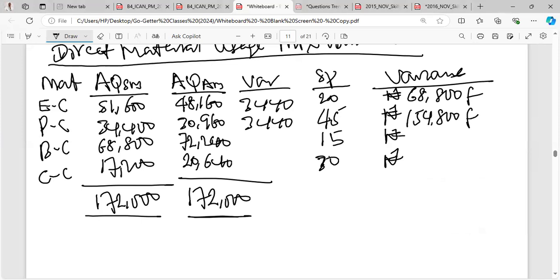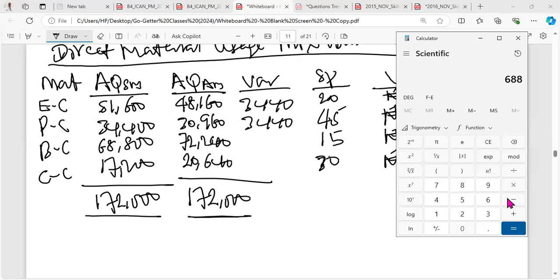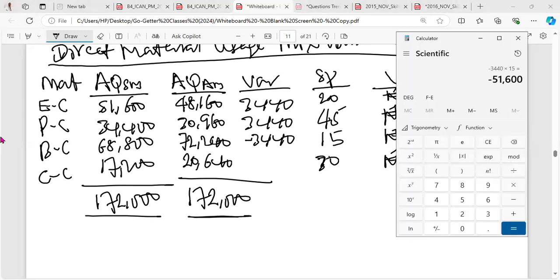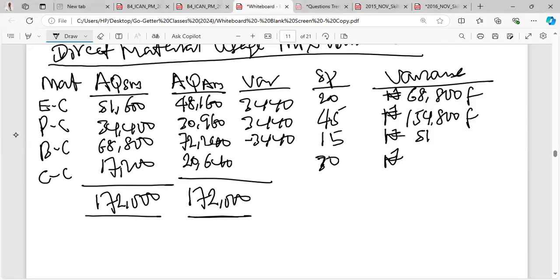The third one: 68,800 minus 72,240 gives us minus 3,440. Multiplied by 15, that gives us minus 51,600. 51,600 adverse.